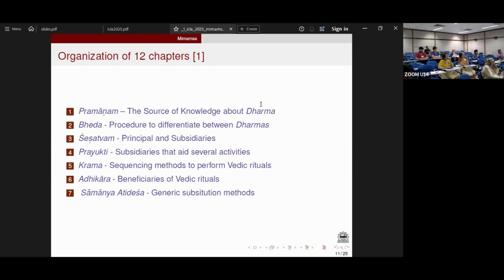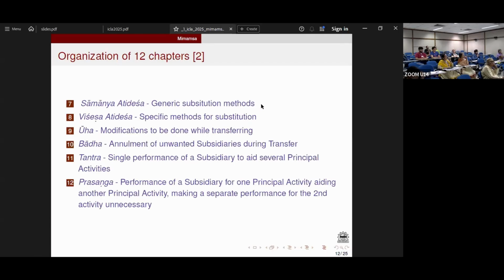So what is changed, what is not changed? How do you derive from there? How much of it can be derived from there? Those are things to be talked about. Here there are two different types of methods. There are certain generic rules, which is the sixth one, called Samanya Atidesha, the common ones. Then you have Vishesha Atidesha, where there are certain specific methods of doing the substitution or derivation. These are covered in two different chapters, chapter 6 and chapter 7.